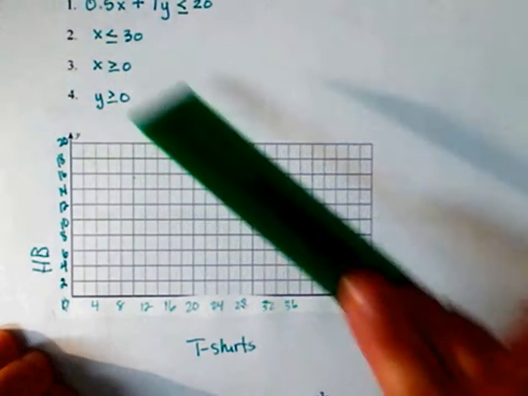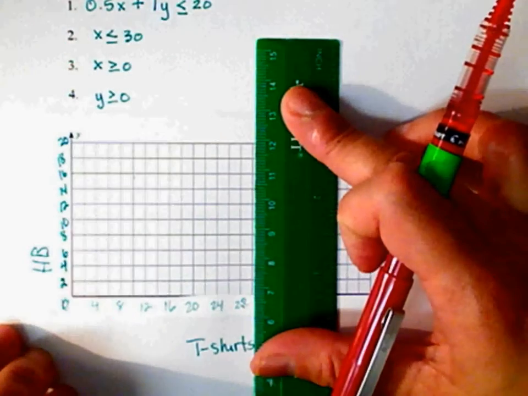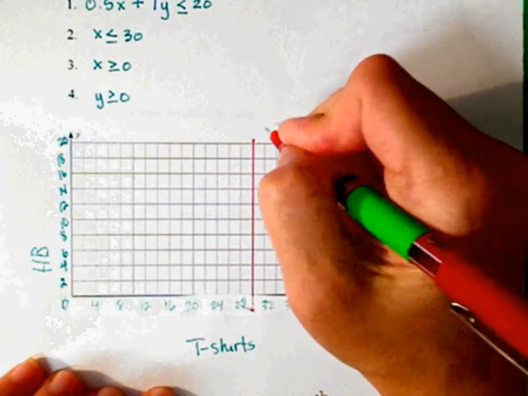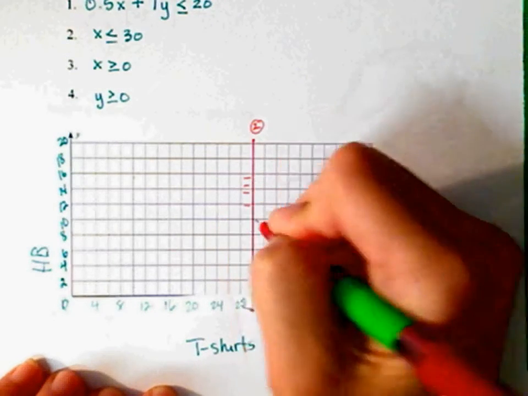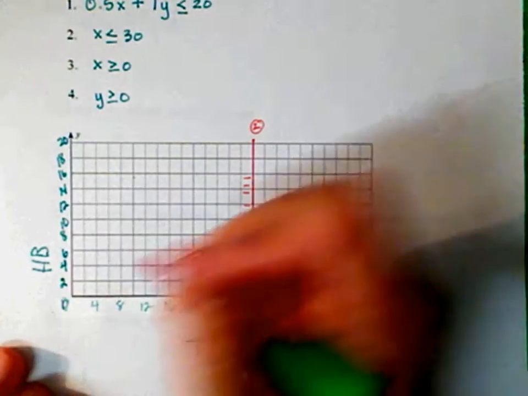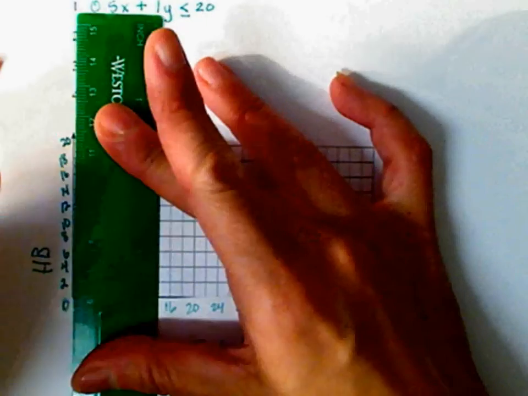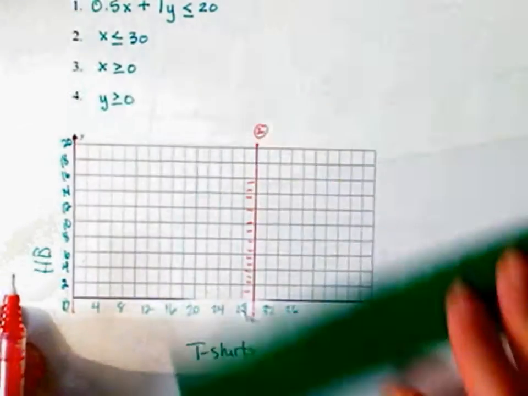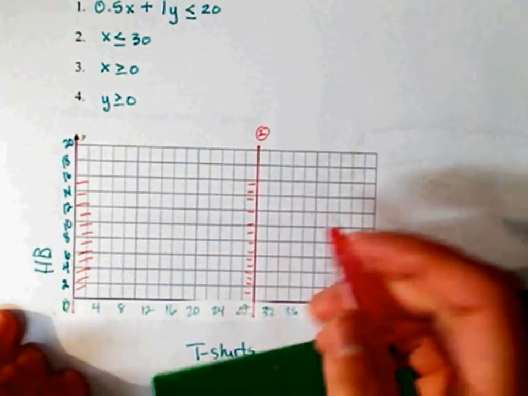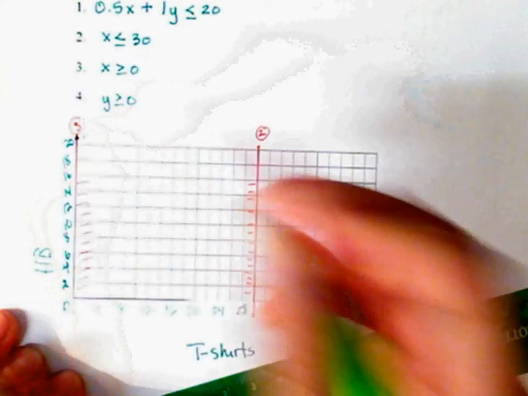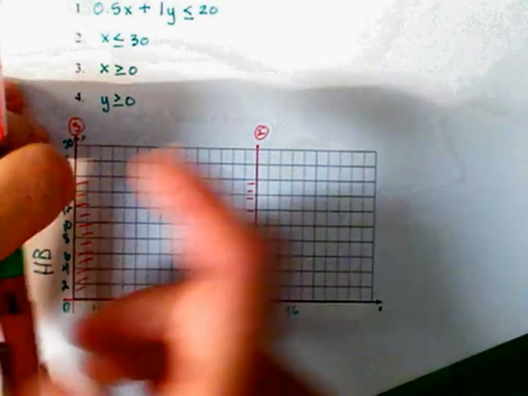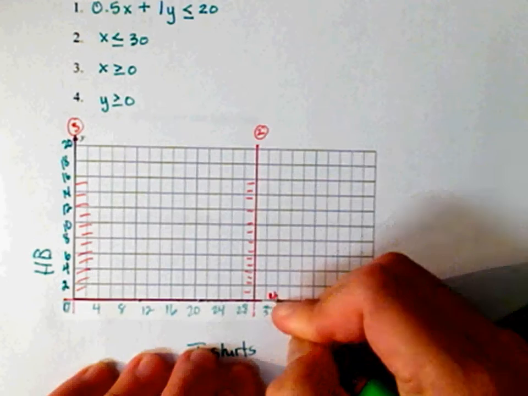First of all, I'm going to plot the 30. Make it easy for me. Solid line because there's an equal. Okay? That's number 2. And everything is less than 30, as you can see. All right. Next one, x is greater than 0. Okay. So everything is greater than 0. That's number 3. Okay. And then your y, everything's greater than 0. So here's your number 4. So everything is greater than 0.